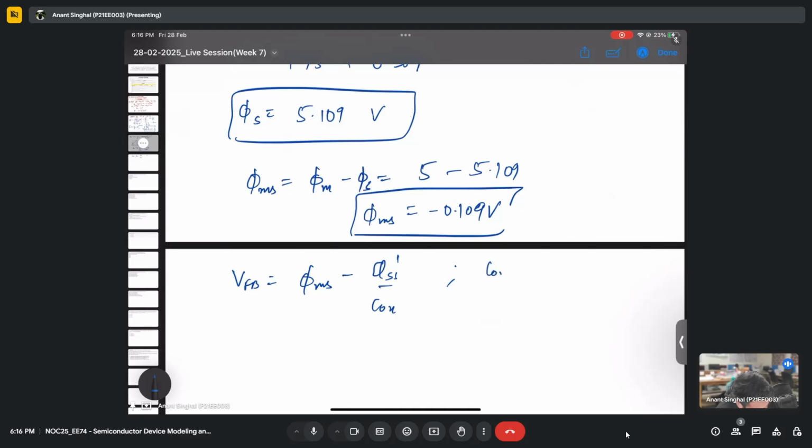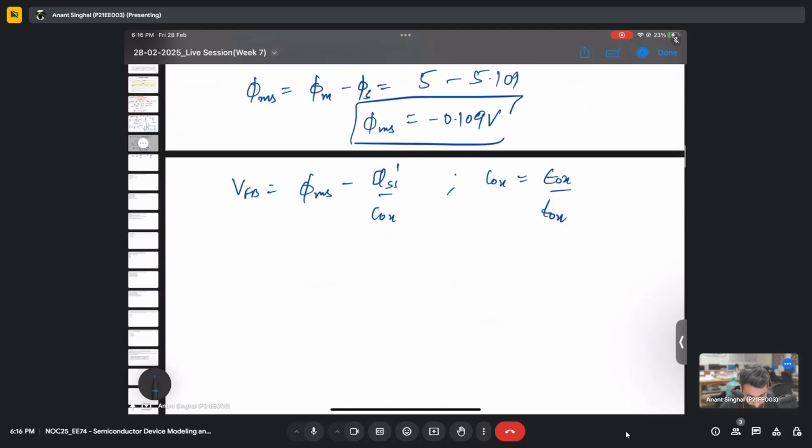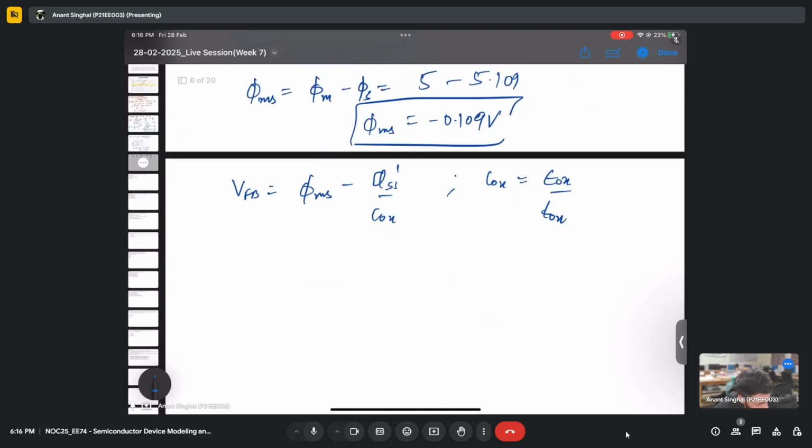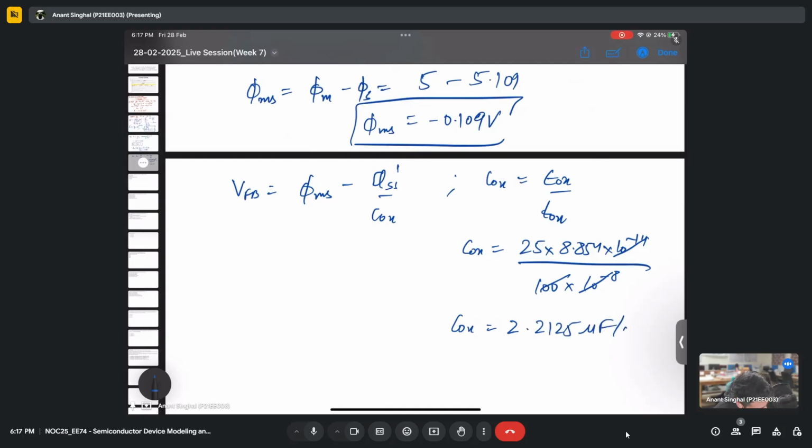So C_ox we can also calculate by epsilon_ox by T_ox. In this particular question, we have HfO2 as a dielectric, so that will be 25 times 8.854 times 10 to the minus 14 farad per centimeter, and T_ox is already given, which is 100 angstrom. 100 angstrom in centimeter is 10 to the minus 8. So we can calculate C_ox from this, and it will come out to be 2.2125 microfarad per centimeter square.